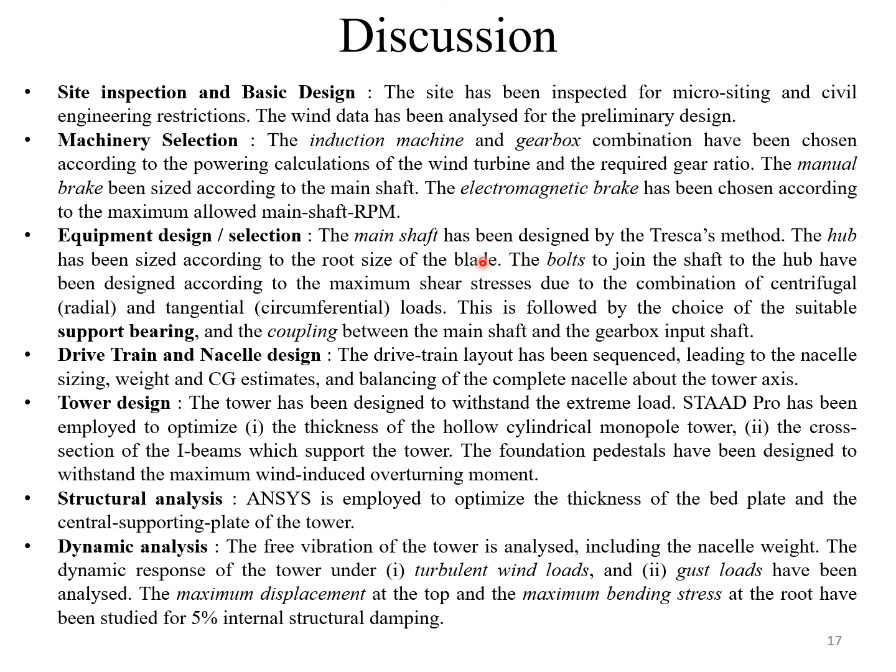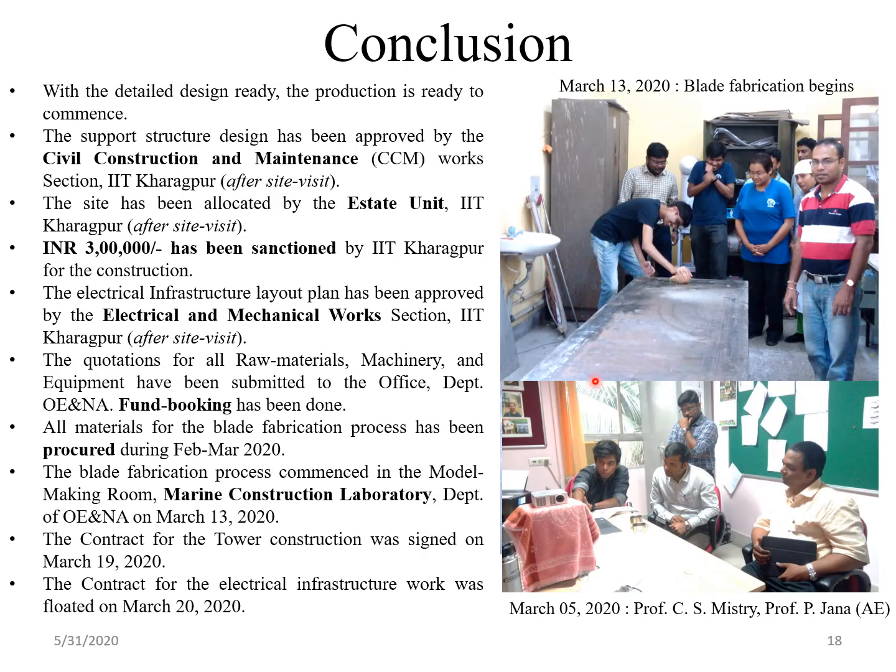Then the entire layout of the bed plate was made with all the detailed dimensions and the sequencing of the dry trim was done. STAAD Pro was used for designing the tower and the I-sections. Foundations were designed to ensure safety of the tower during the worst load conditions and its dynamic analysis was further carried out. With the detailed design ready, the production is ready to commence.